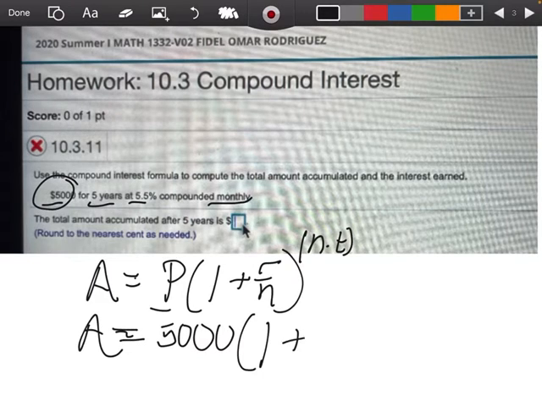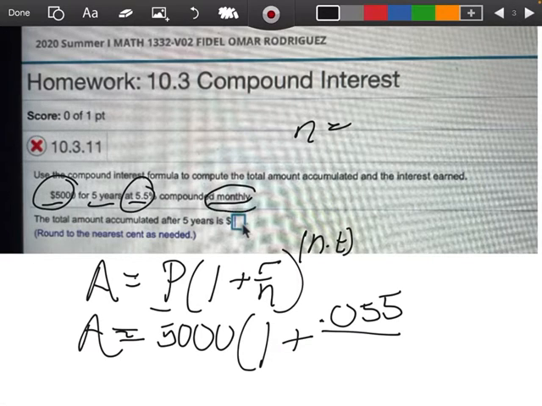And then I'm going to put 1 plus, now my interest rate is 5.5%. So remember, as a decimal, I'm going to move my decimal 2 spaces to the left. So that's 0.055. Now, N is the number of times it gets compounded in a year. And if it's telling me that it's going to be monthly, my N is going to be 12. And then raised to the power, remember, we already said N is 12. So 12 times 5 because it's 5 years, right?